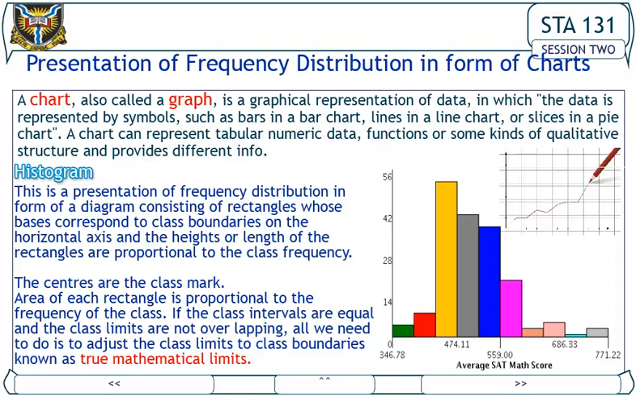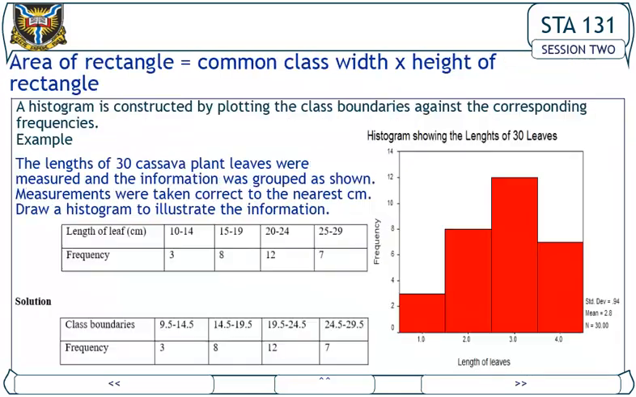If the class intervals are equal and the class limits are not overlapping, all we need to do is to adjust the class limit to class boundaries, known as true mathematical limits. The area of a rectangle is equal to the common class width times the height of the rectangle. A histogram is constructed by plotting the class boundaries against the corresponding frequencies.